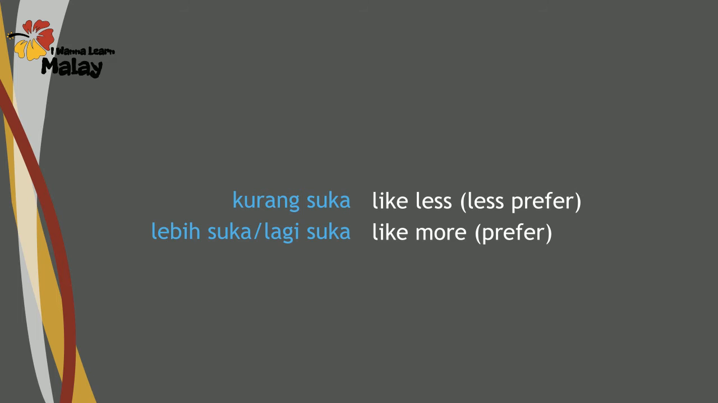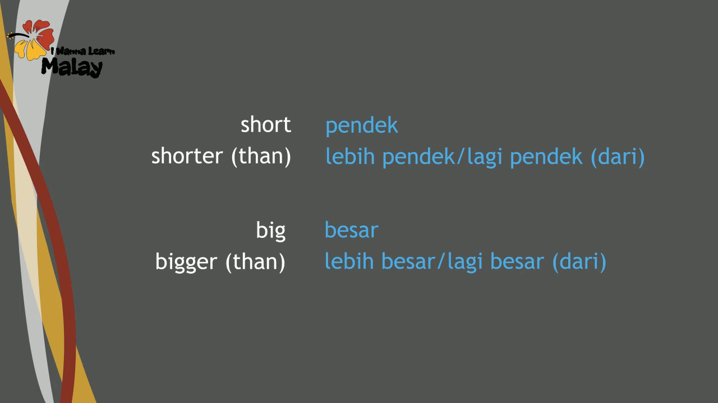Now, to make a comparison, you just add either kurang or lebih or lagi in front of an adjective. For example, if something is shorter, short is pendek, so shorter is lebih pendek or lagi pendek. If something is bigger, big is besar, so bigger is lebih besar.